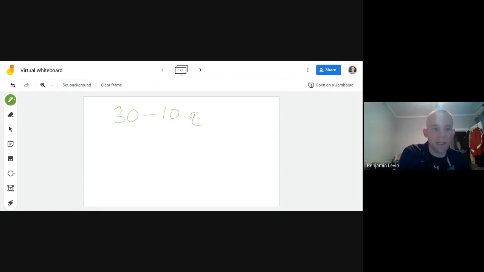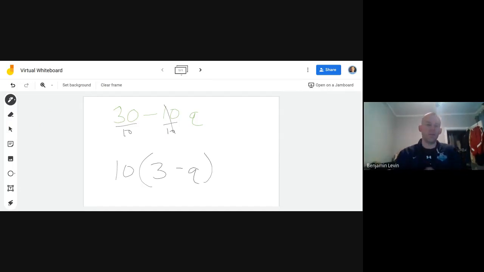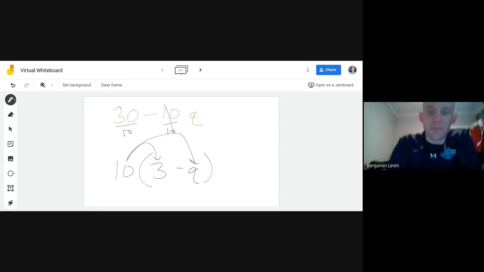We could separate 10 out, right? So I'm dividing by 10, dividing by 10. That's going to separate it. 30 divided by 10 is 3. 10 divided by 10 is 1. So we get that. That's an equivalent expression because 10 times 3 is 30, and 10 times -q is -10q, which is what we have, right? So that's an equivalent expression right there.